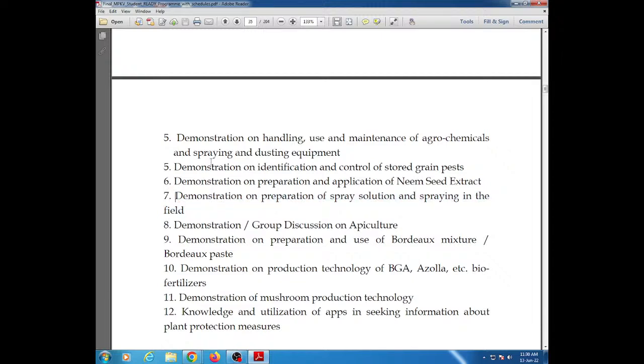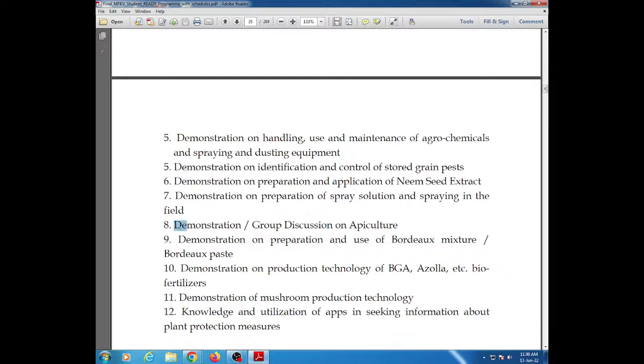Precautions are also to be told, along with the demonstration on handling, use and maintenance of agrochemicals. Spraying and dusting can also be done along with this demonstration on preparation of spray solution and spraying in the field.